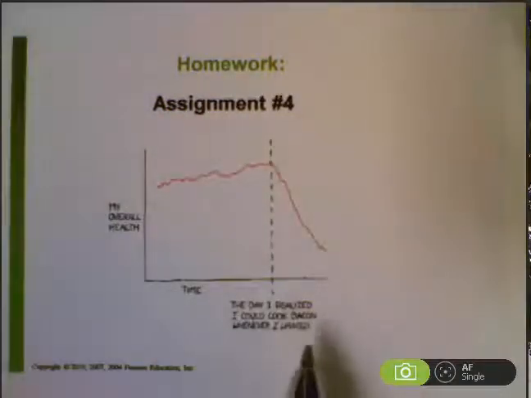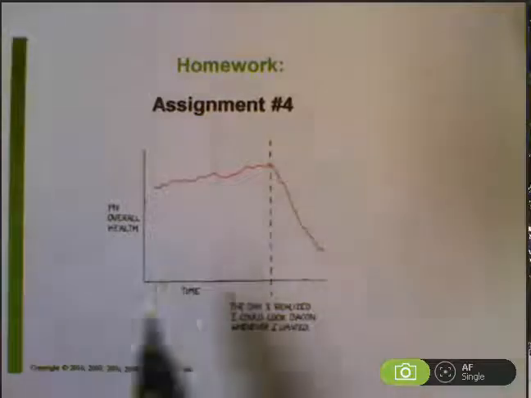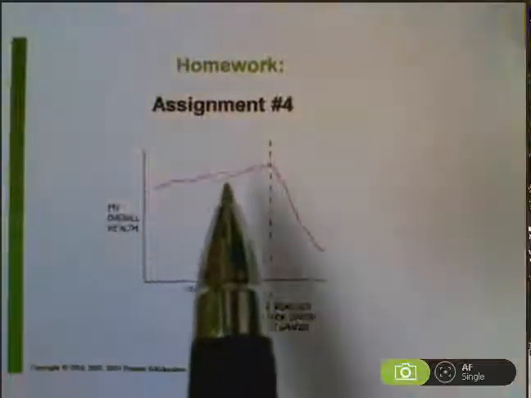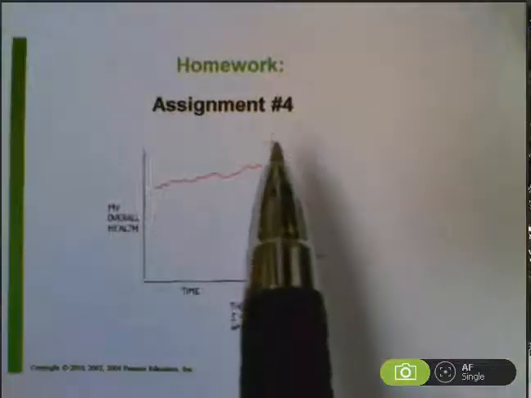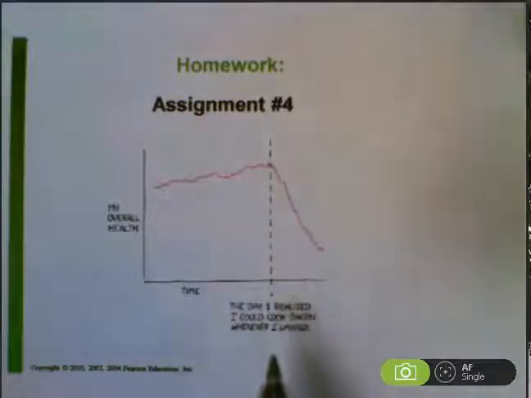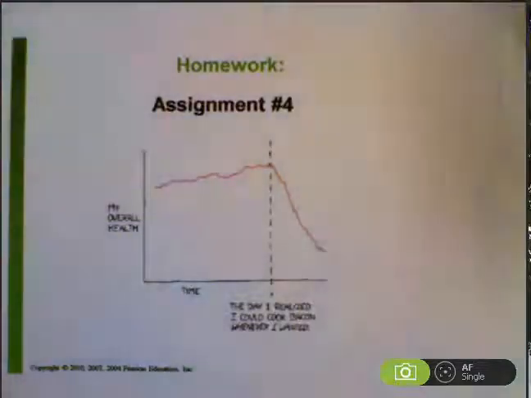But one of my all-time favorite time series graphs shows my overall health increasing until the day that I realized I'm a grown up now and I can cook bacon whenever I want. Kind of took a plunge after that.